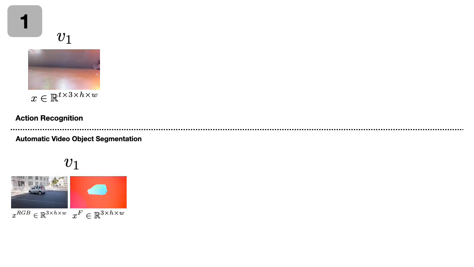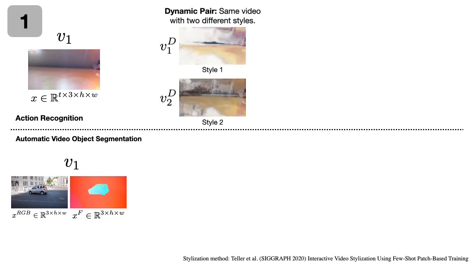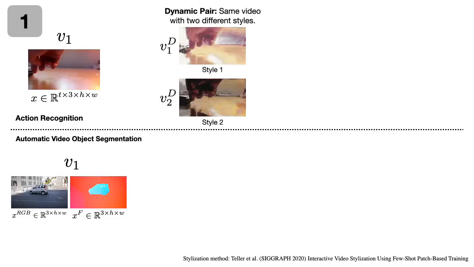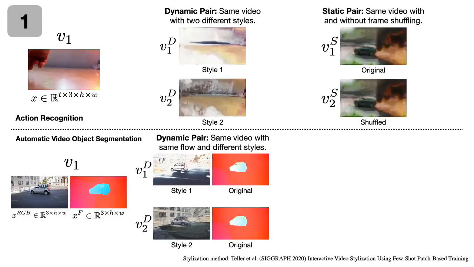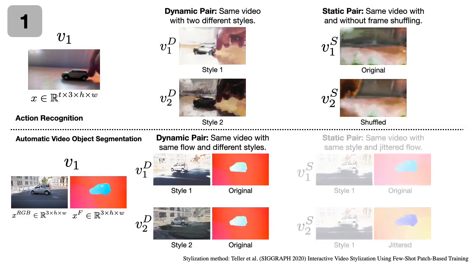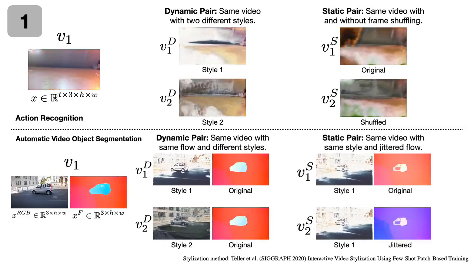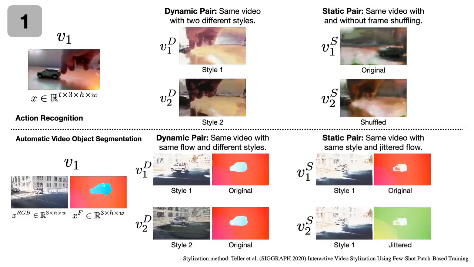We now review the sampling procedure for the two tasks. For action recognition, the input is an RGB video, while for VOS, we consider two-stream models where the inputs are single frames of RGB and optical flow, as they currently show the strongest performance. To construct the dynamic pairs for both tasks, we use a recent video stylization approach and generate two different styles of the same video. For the action recognition static pair, we temporally shuffle the frames of the same stylized video, while for VOS static pairs, we use the same styles in the RGB stream but perform color jittering on the flow.